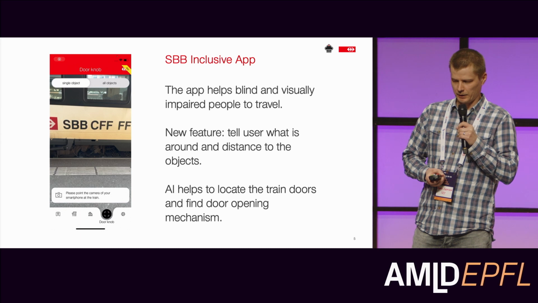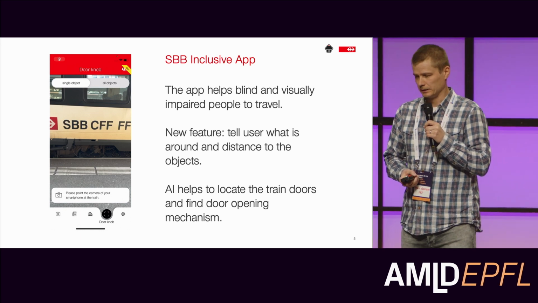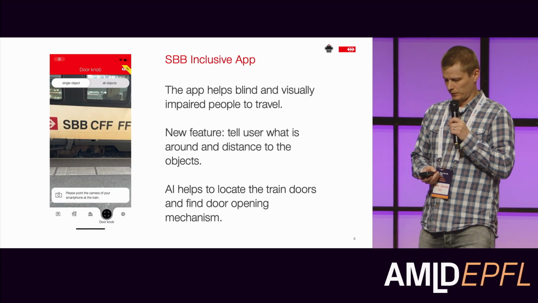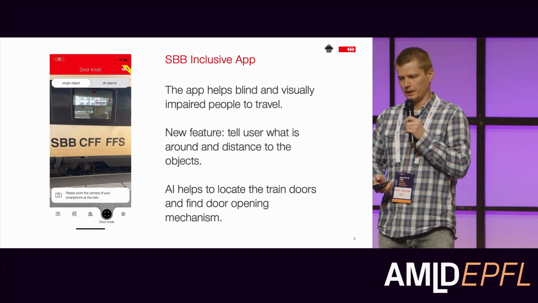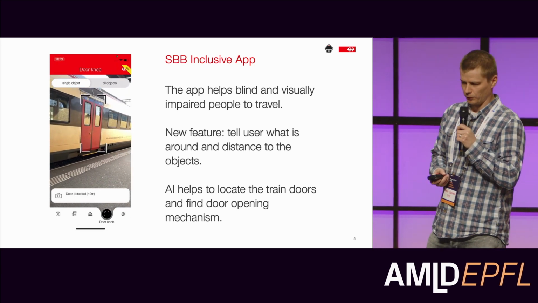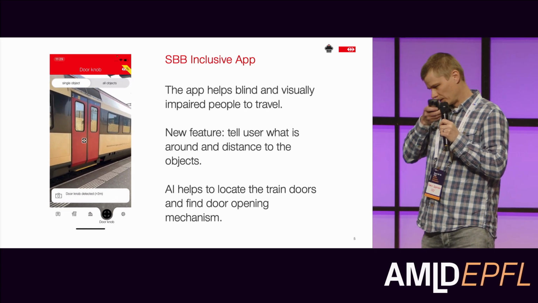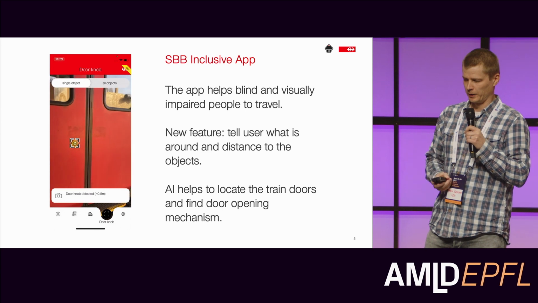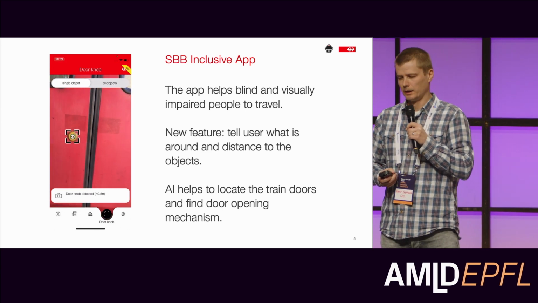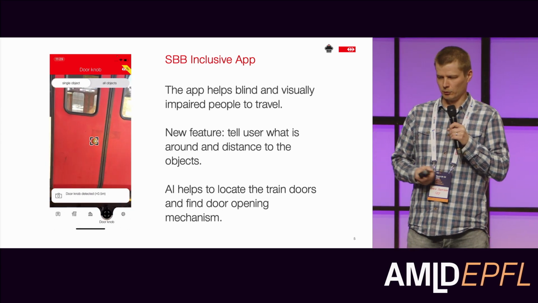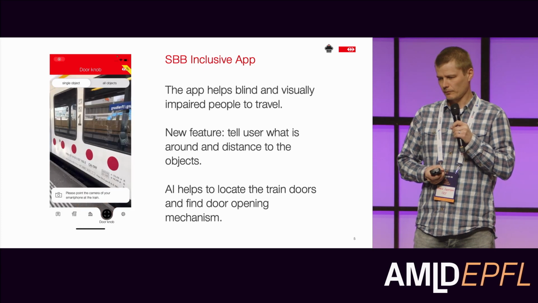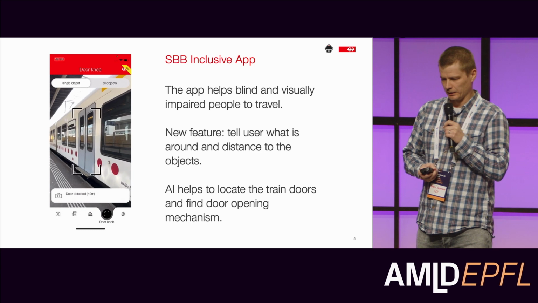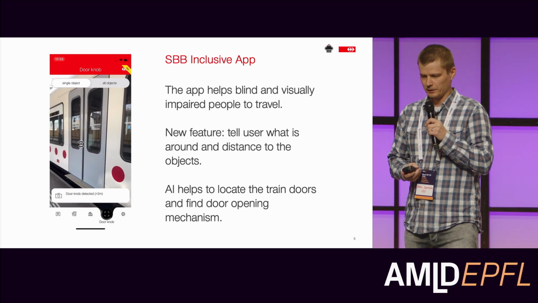And now we are updating this application, and we are building a new feature. In this new feature, we detect the doors of the train, and the application also tells how far away from the doors you are, and where the button to open the doors is. So this will be released really soon, and I hope our customers are happy and now they can travel easily.